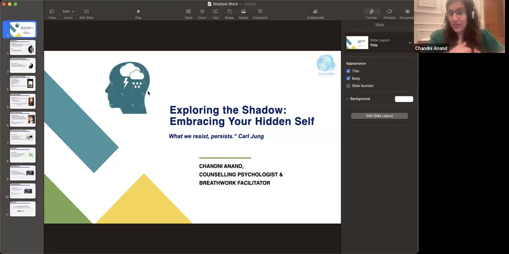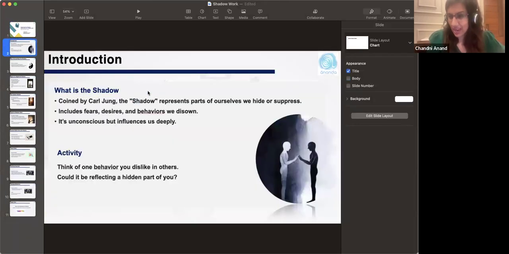So we are exploring the shadow, which is basically our hidden self. And that's interesting because we just feel that we have done so much work, we are getting more self-aware and so on and so forth. But the more we go into the slides, you may realize that there are still things that we may begin to understand more.